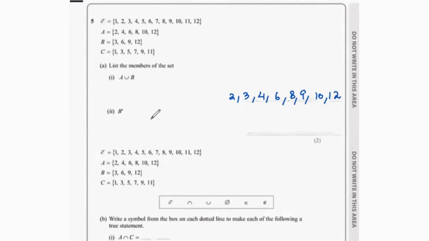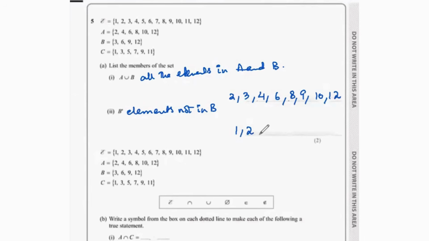Then B complement. B complement means all of the elements not in B. So elements not in B are 1, 2, 4, 5, 7, 8, 10, and 11.